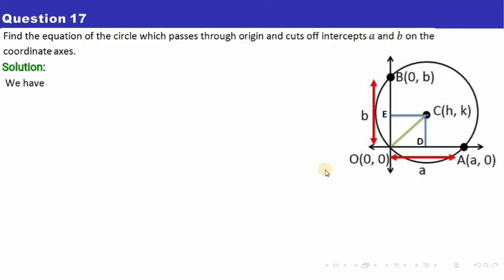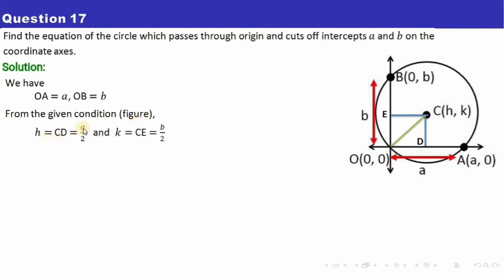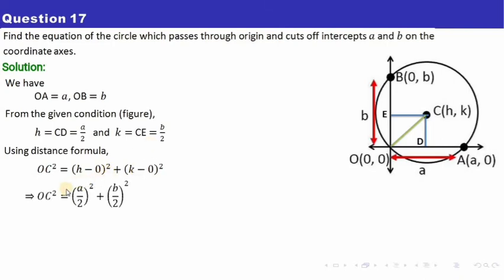As I said, OA is A and OB is B, and from the given condition or figure, we have h as A by 2 and k as B by 2. So using the distance formula, we will find OC squared. This is my x1, y1, and this is my x2, y2. So OC squared will be h minus 0 whole squared plus k minus 0 whole squared. And h is A by 2 and k is B by 2, right? So this becomes A by 2 whole squared plus B by 2 whole squared, and when you simplify this you will get this much.